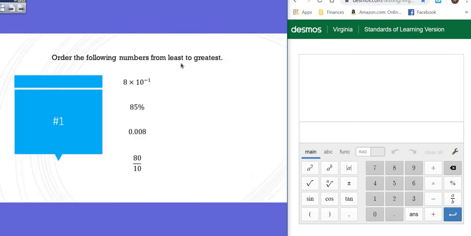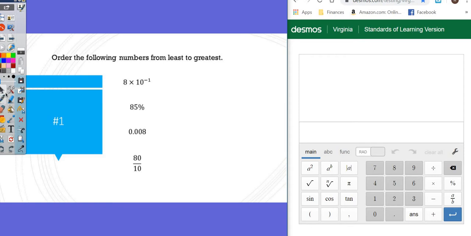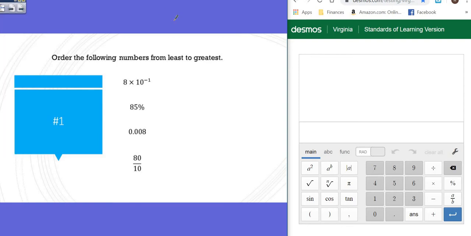This says order the following numbers from least to greatest. So we know if we're doing least to greatest, let me make sure I have a pen here so I can write, that means we're going from the smallest number to the biggest number. So we're going to go from small and then we're going to go up to big.